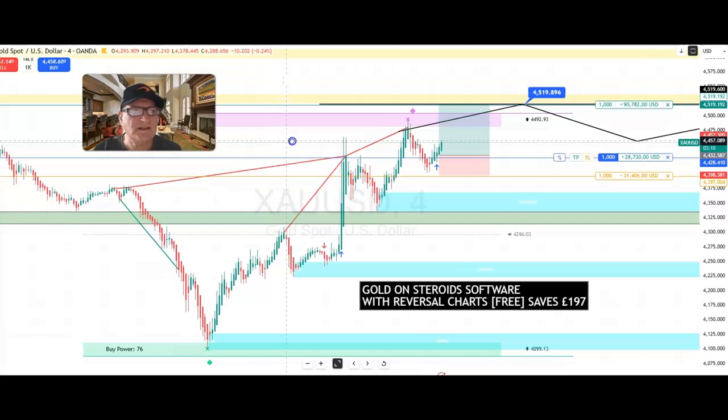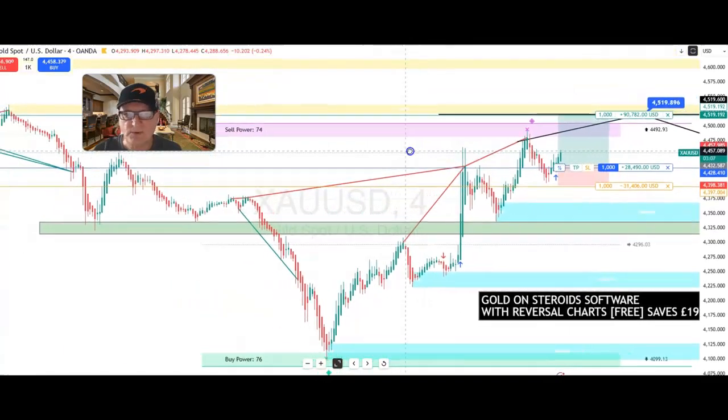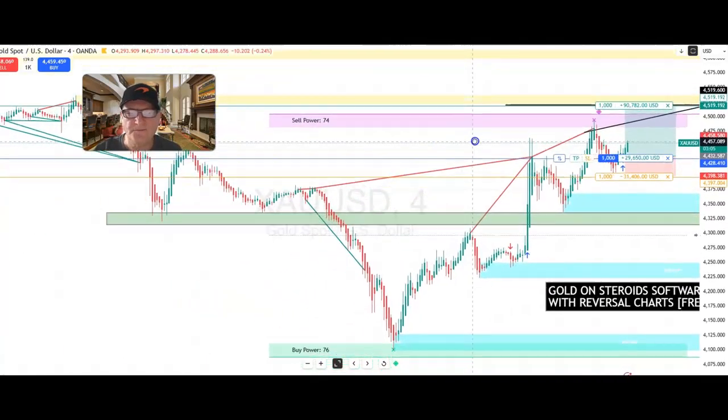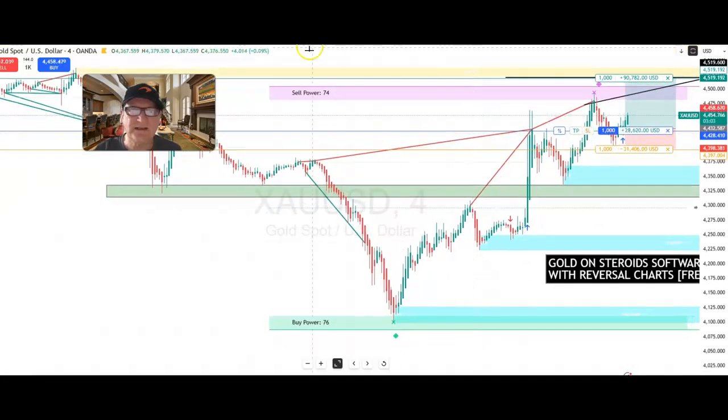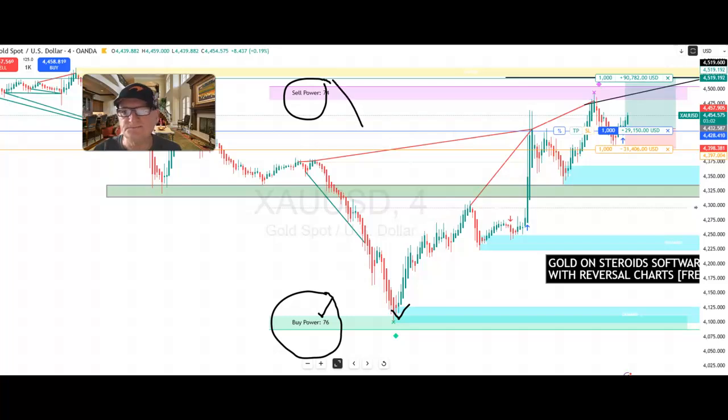So here we go, these are the reversal charts. Very, very simple. First thing you notice is the buy power numbers measured above 60. Above 60 is the number that you're looking for, and that gives you the first rule on the reversal charts.